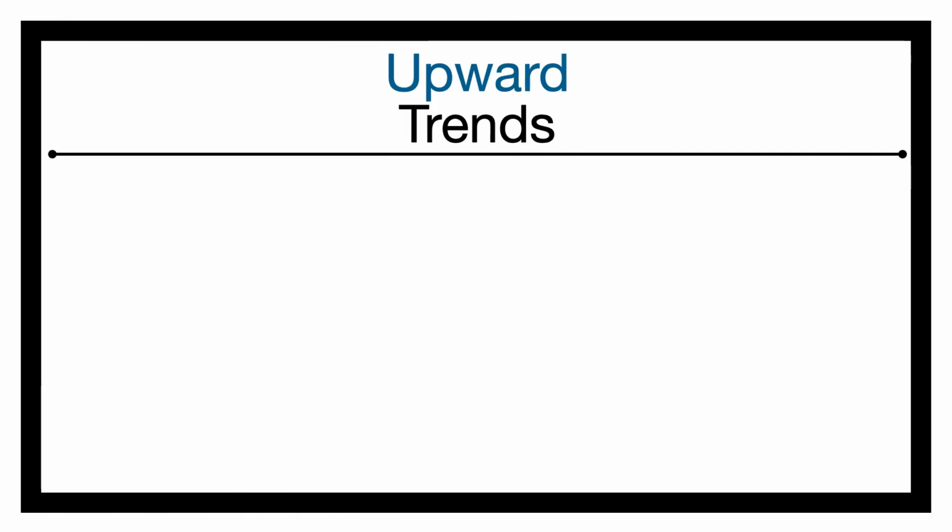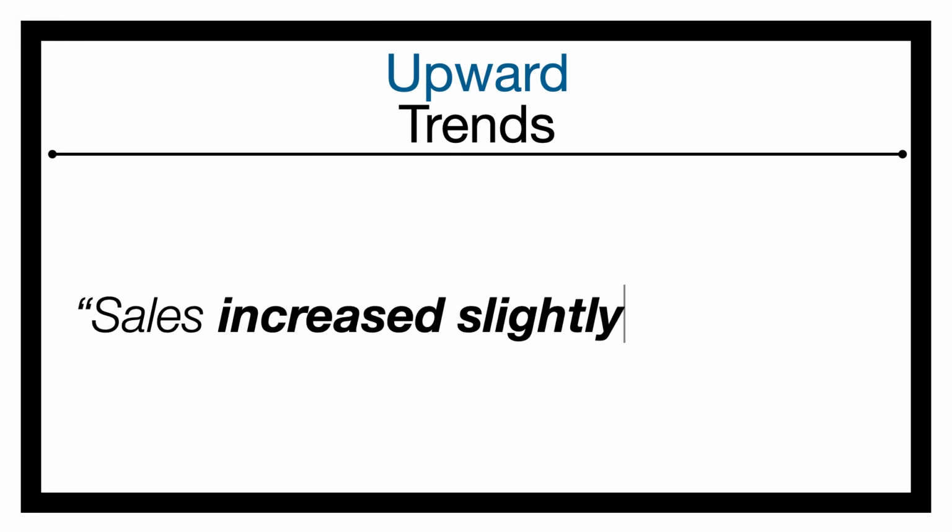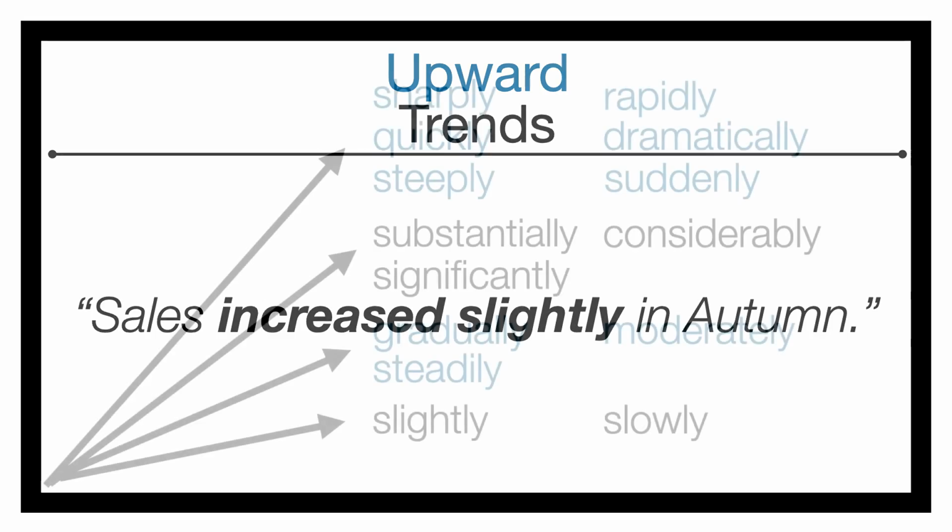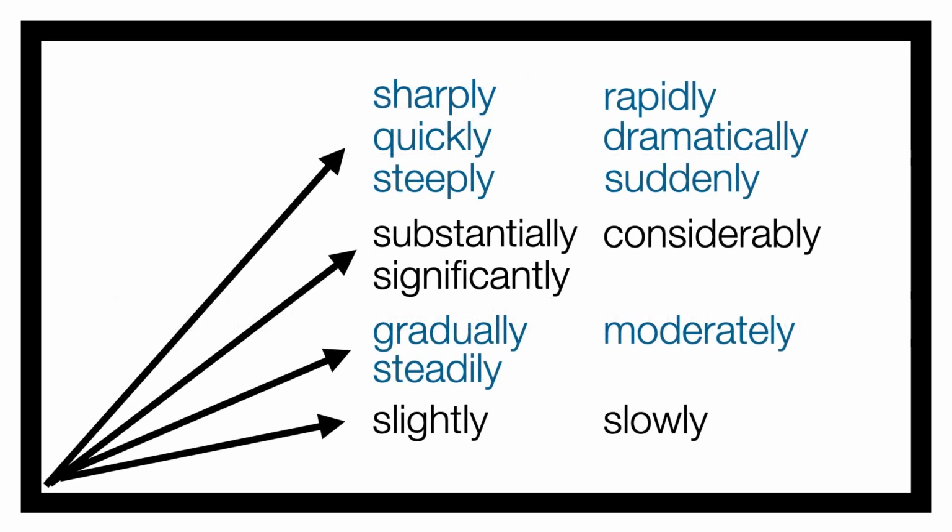So here's an upward trend phrase. Sales increased slightly in autumn. And let's have a look at that word slightly. You can see from the diagram that the intensity of the increase is very low. Slightly is at a very low intensity.